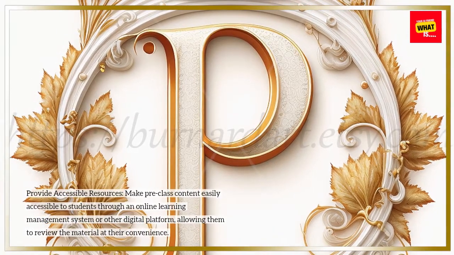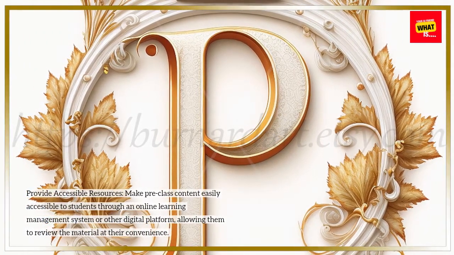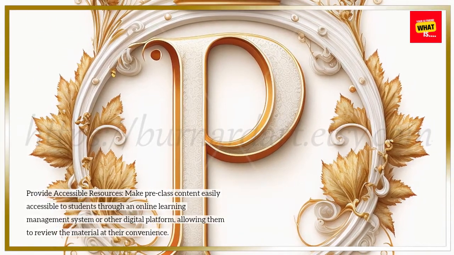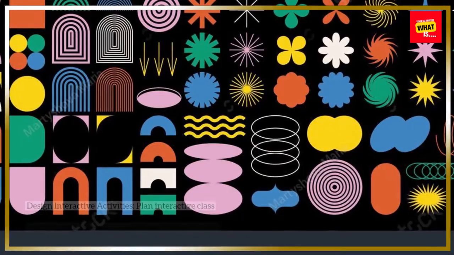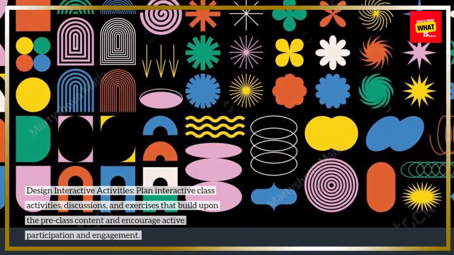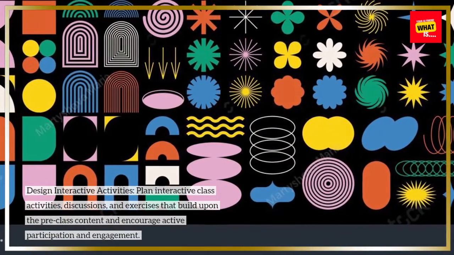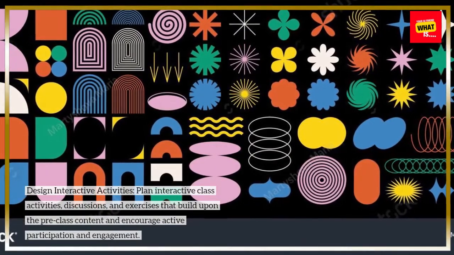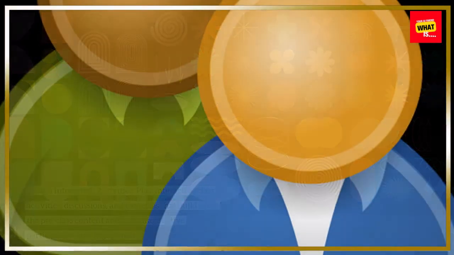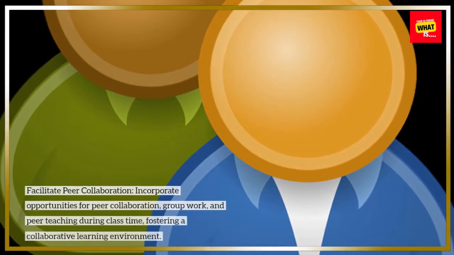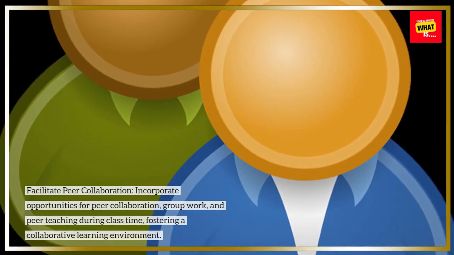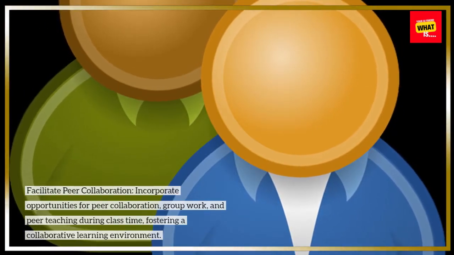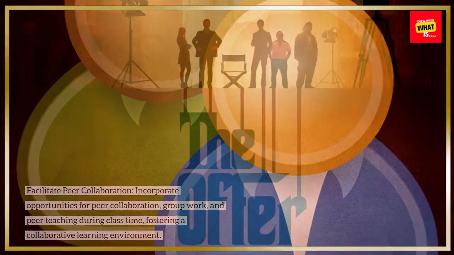Make pre-class content easily accessible to students through an online learning management system or other digital platform, allowing them to review the material at their convenience. Design interactive activities. Plan interactive class activities, discussions, and exercises that build upon the pre-class content and encourage active participation and engagement. Facilitate peer collaboration. Incorporate opportunities for peer collaboration, group work, and peer teaching during class time, fostering a collaborative learning environment.